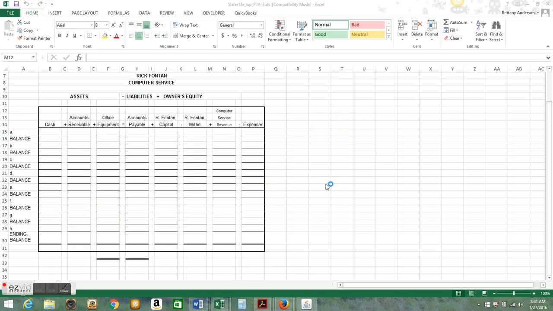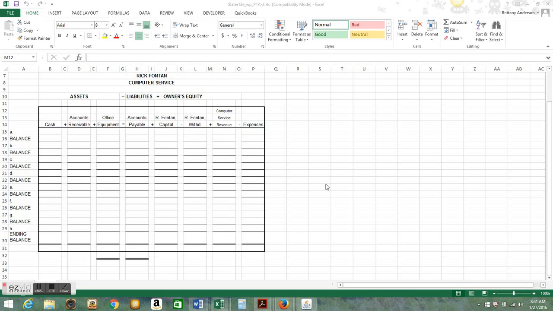Equation. This refers to our assets equals liabilities plus owner's equity. So that's the basic accounting equation. However, as we move through our transactions, we need to start looking at the individual accounts.